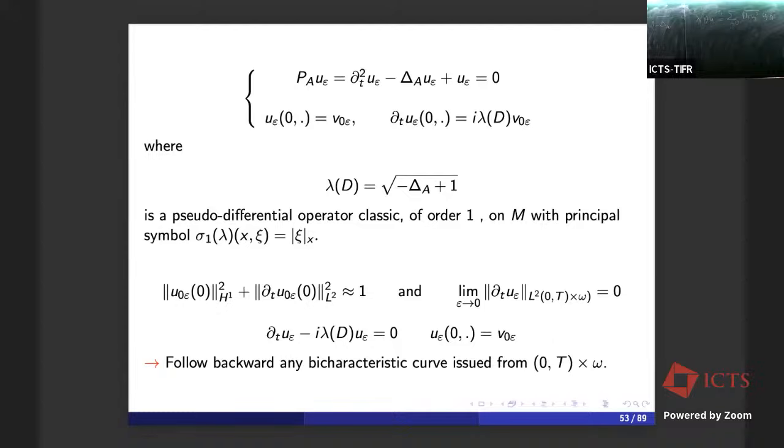The surprise, you can define this operator. It's of order one, it maps H1 to L2, H2 to H1, and so on, H^s to H^(s-1). The interesting thing, interesting and not trivial, is that lambda is a pseudo differential operator. Lambda is in the class S1, of order one.